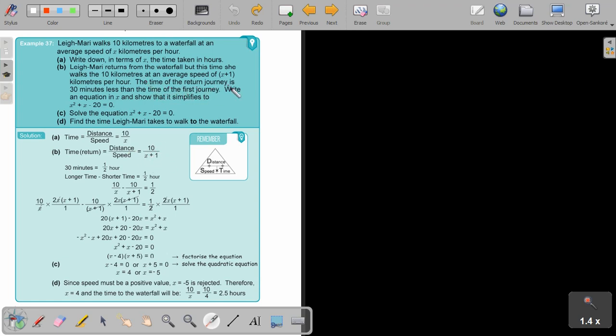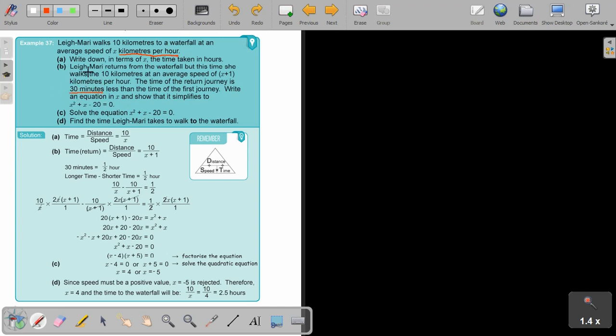The time of the return journey is 30 minutes less than the time of the first journey. Write an equation in x and show that it simplifies. Now, the longer time minus the shorter time will be half an hour. Remember, this was all in kilometers per hour, and this is in minutes.